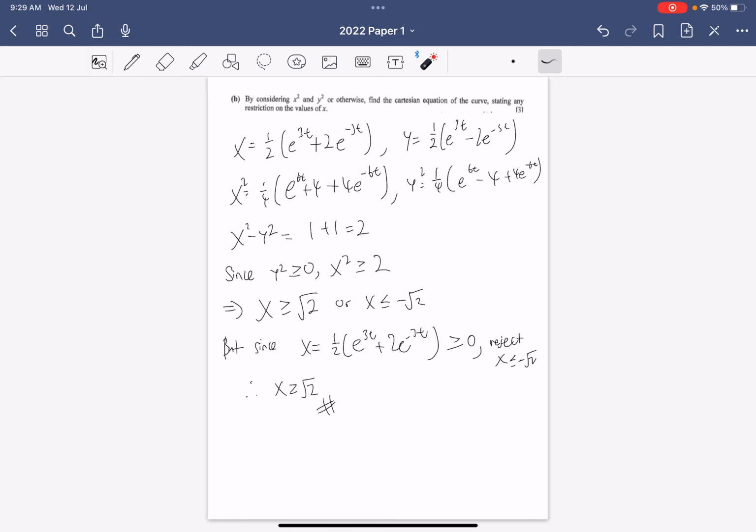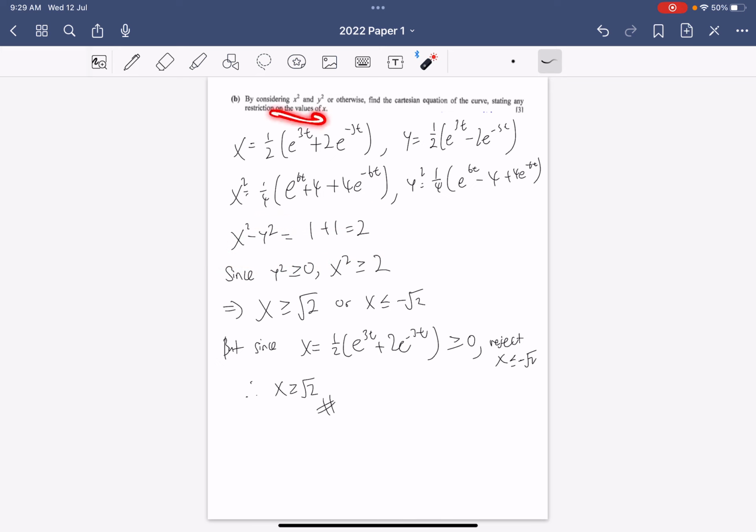And so let's just do that. x squared minus y squared. So 1/4 times 4 is 1. 1/4 times minus 4 is minus 1. But because of this minus, it becomes plus 1. And you get 2. Hence, this is the Cartesian equation that you want.